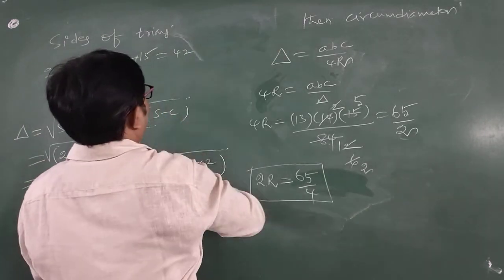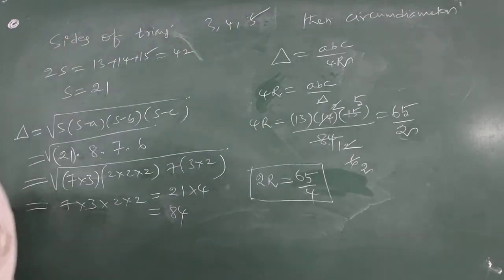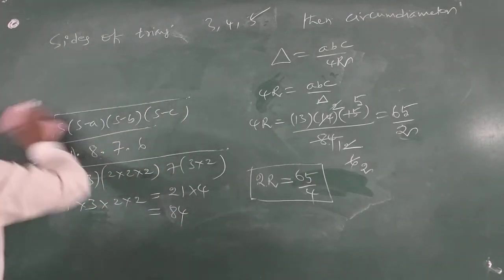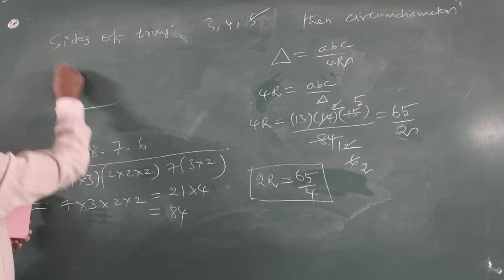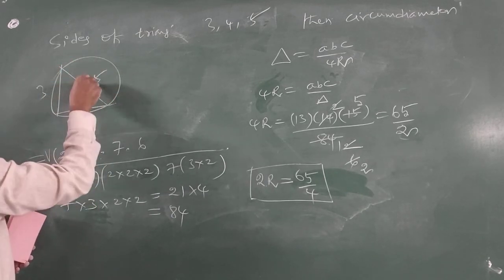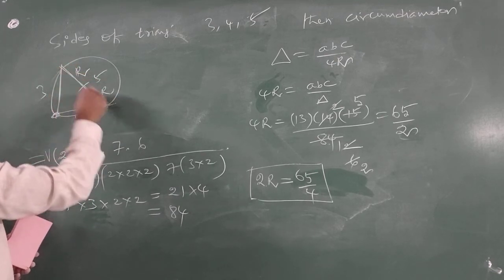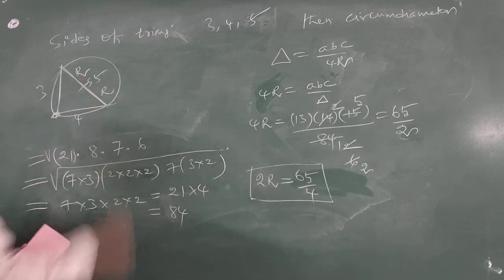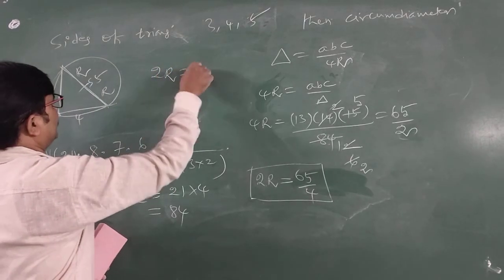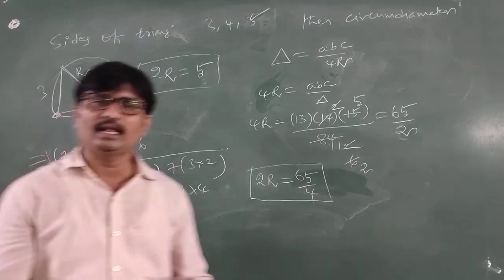Suppose students there is 3, 4, 5, then how to find the circumdiameter or the circumradius? Simply we observe, students, this is a right angle triangle 3, 4, 5. In a right angle triangle, the hypotenuse is the diameter, and the circumcenter is the midpoint of the hypotenuse. Therefore students, is it clear that 2R is 5? So it is a right angle triangle.